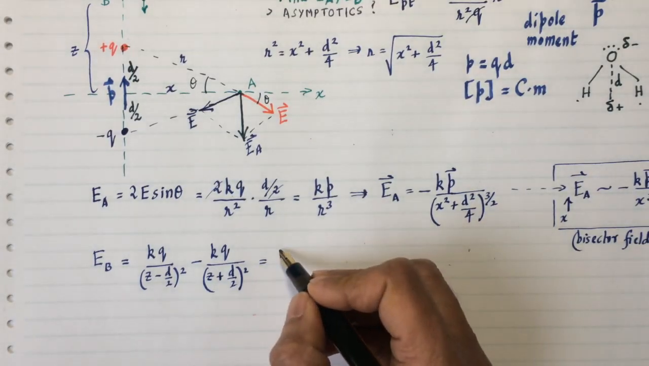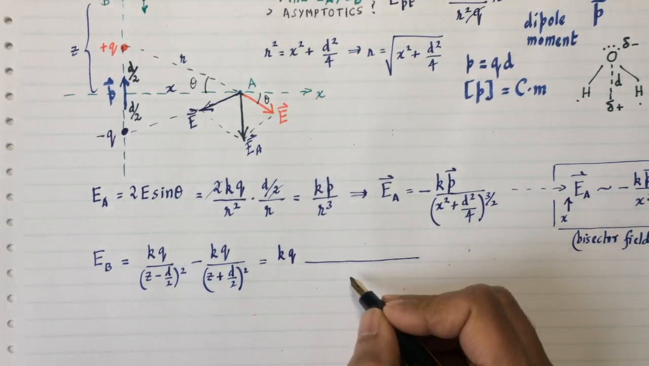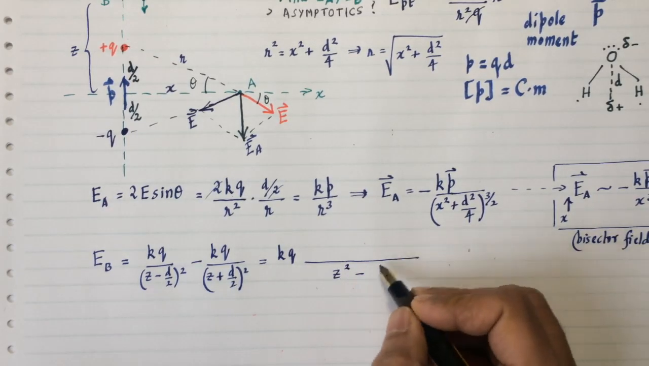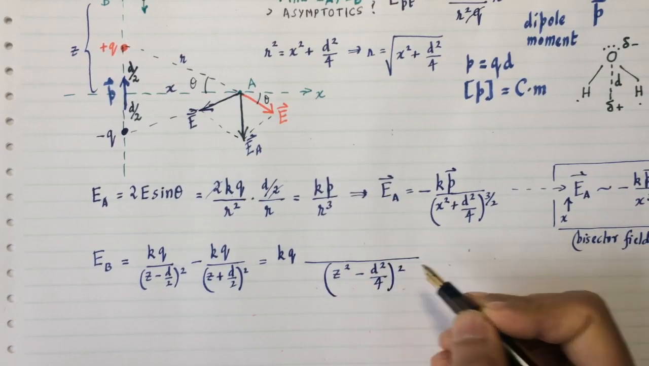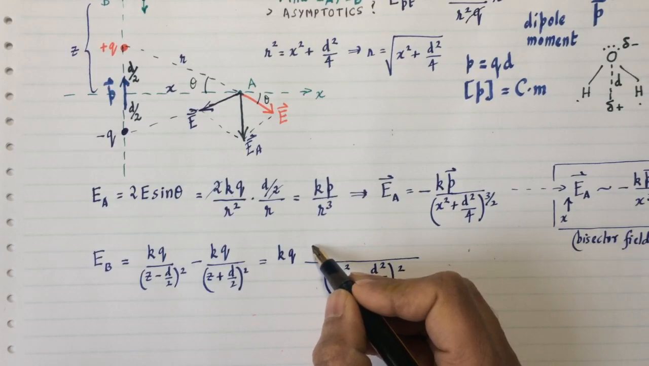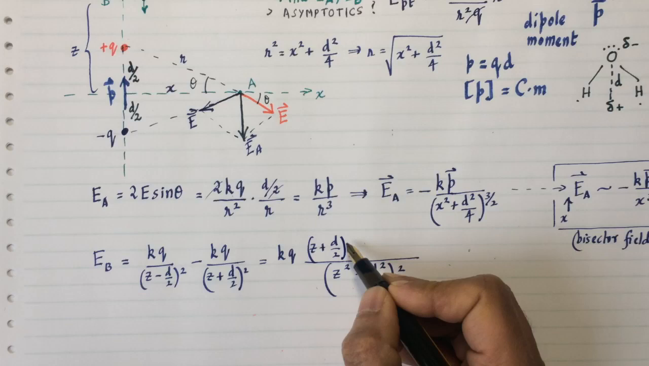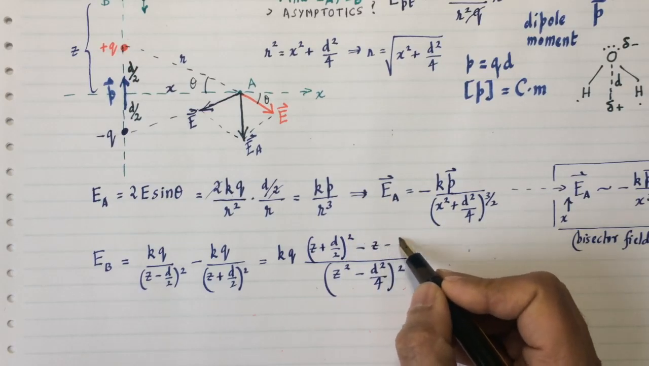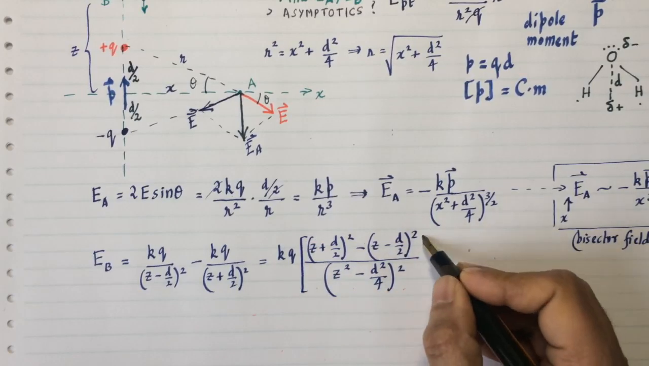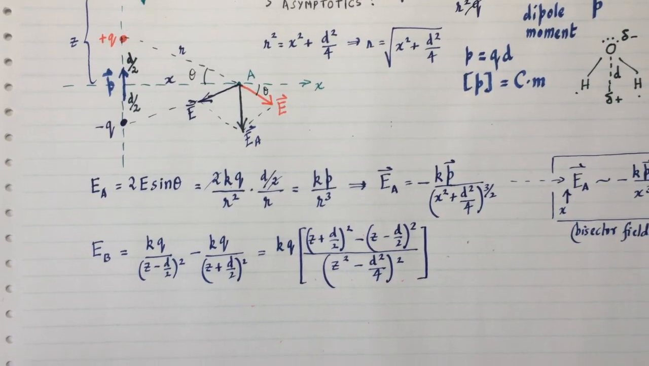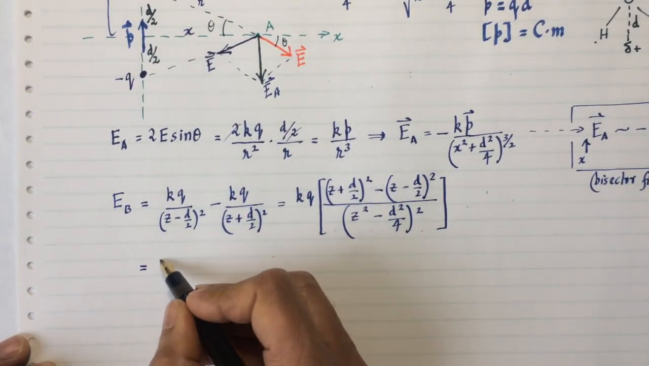Let's do that. An easy way to simplify it is to take the common denominator. So that's going to be (Z squared minus D squared over 4) the whole thing squared, and the numerator I'm going to get (Z plus D over 2) squared minus (Z minus D over 2) squared. This can be simplified. You don't have to leave it like that. So I get KQ.